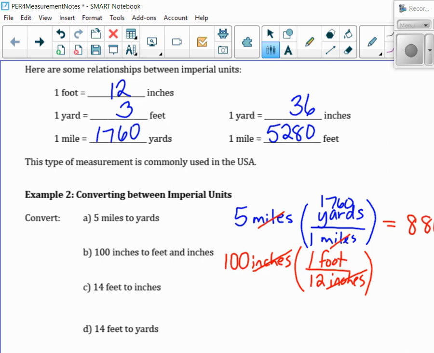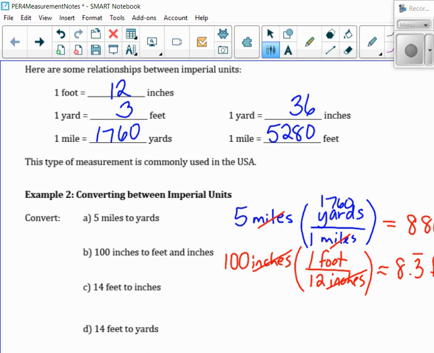Yes? Okay, so what do I punch in my calculator? Yeah, you can do times 1, but you don't even need to do that. But yeah, 100 times 1 divided by 12. So do you see why this is now going to be in feet? Okay, so I'm just going to write down what my calculator says. So this is approximately 8.3 repeating feet.